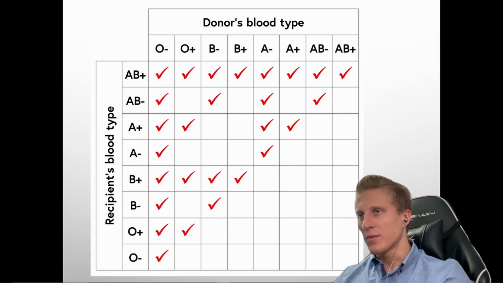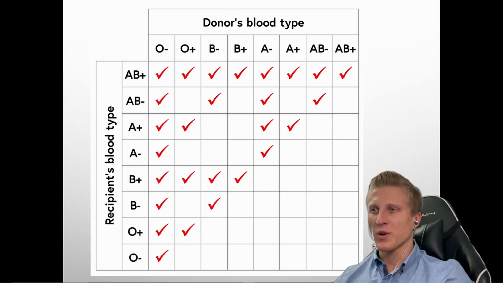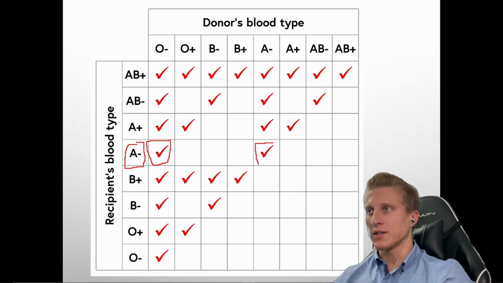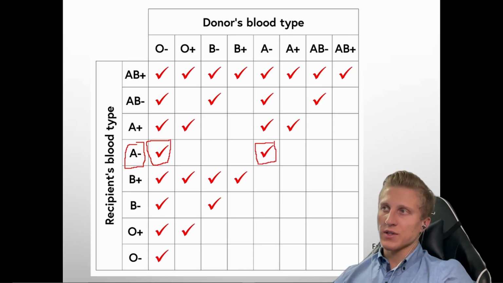Okay, you know what? I promised you we were done with that last example. We're going to do one more real quickly. Let's talk about A negative type blood right here. As a recipient, A negative can always receive O negative blood because that's the universal donor. Again, O negative blood doesn't have anything on the surface of its red blood cells that our immune system would interact with. And of course, we can also always receive blood from our exact same blood type, so we can receive A negative type blood. However, notice this omission right here. We can't receive A positive blood.